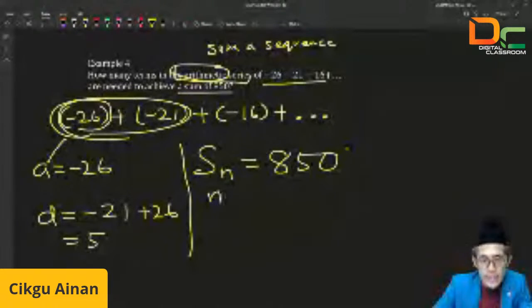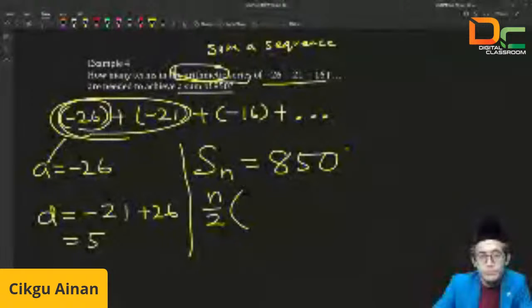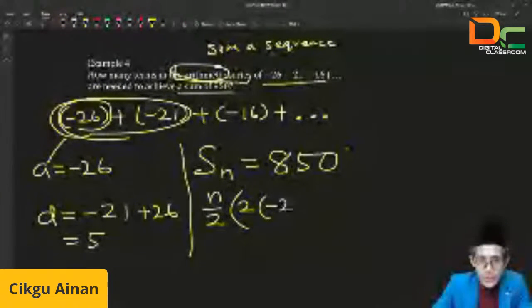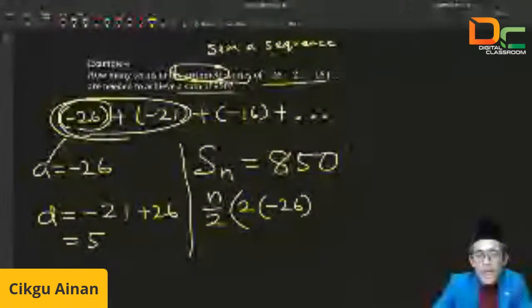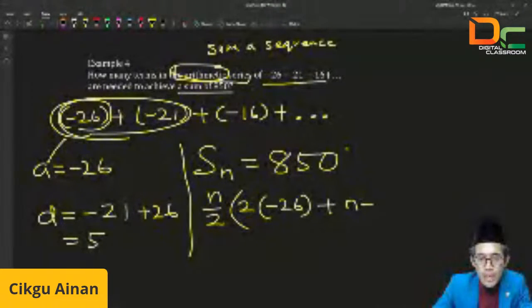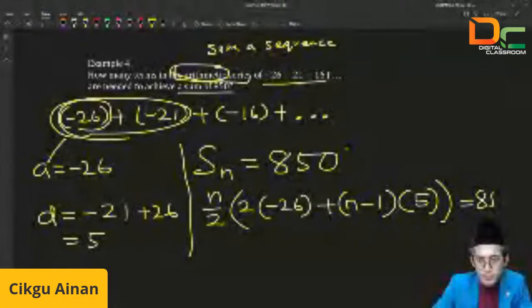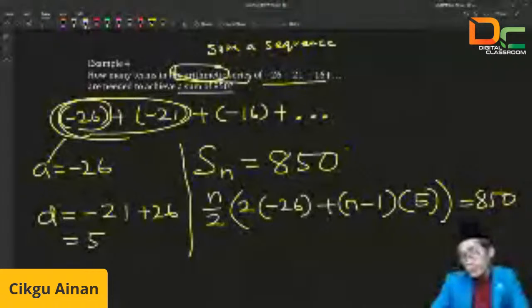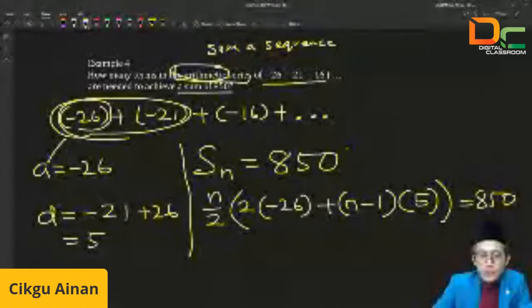Sn is n divided by 2, we double the first term. The first term was? Minus 26. And then plus n minus 1, close the brackets, then multiply by the common difference of 5, close. Equals 850. Now we can simplify this.